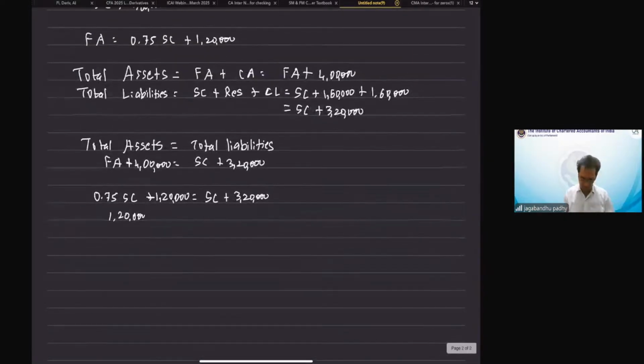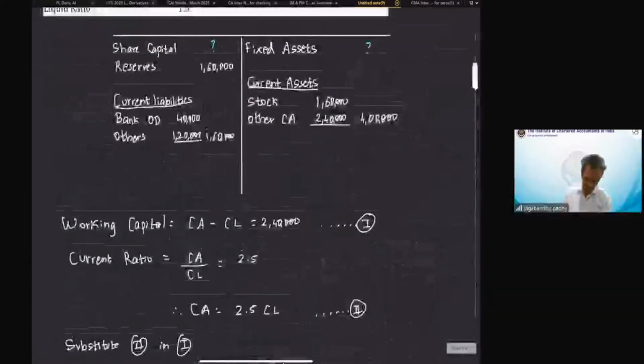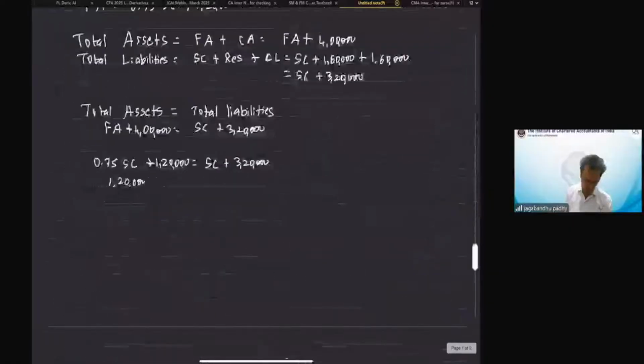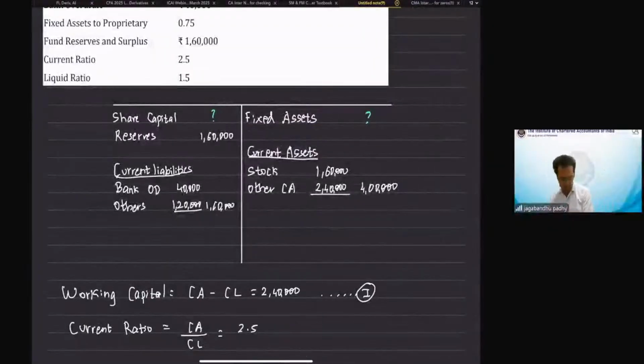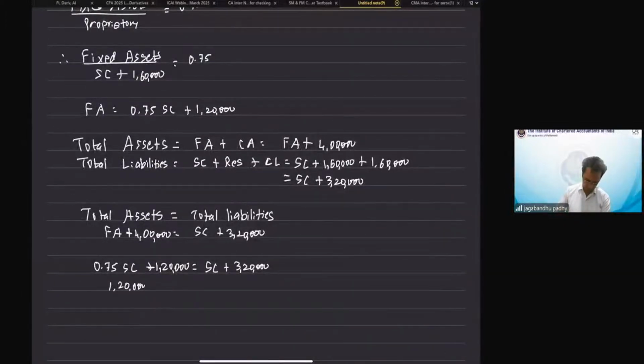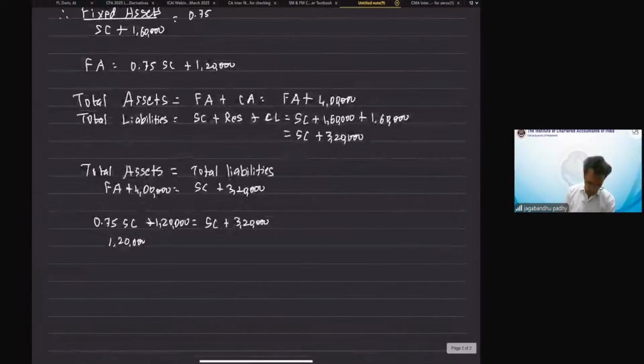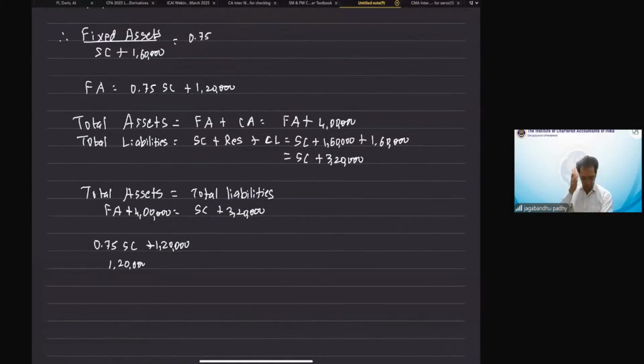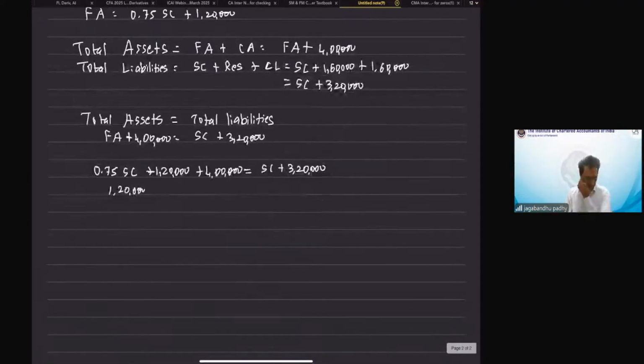One second, there is some problem. I think 160 plus 160 plus share capital, and on this side we have 4 lakh plus fixed asset, right? Fixed asset is stated like that. Fixed asset is 0.75 share capital plus 1,20,000, plus 4 lakh, is equal to share capital plus 3,20,000.